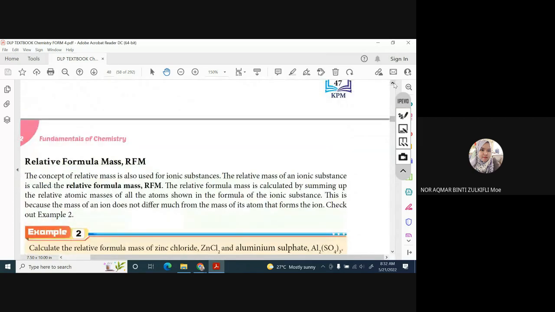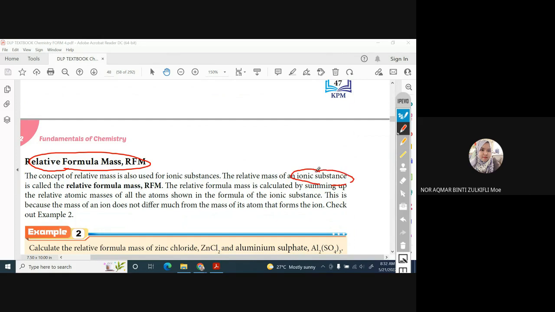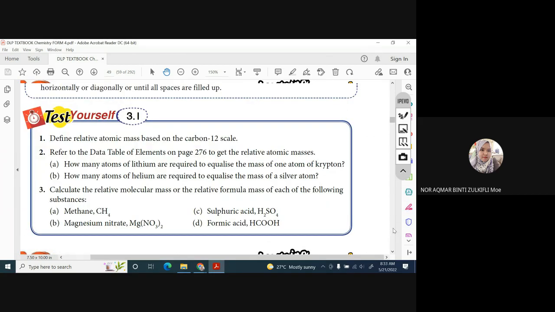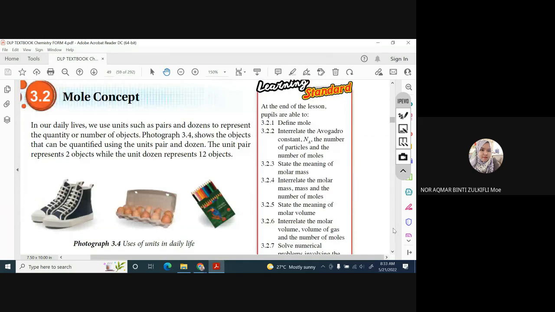Okay, formula relative formula mass is for ionic substance, so we call it RFM. So that's all for the terms. Now the most challenging, challenging for chapter 3, is the concept of mole.